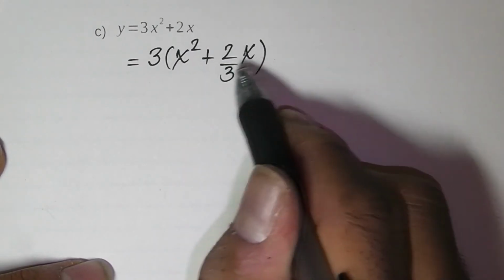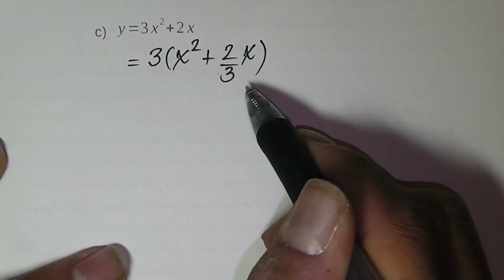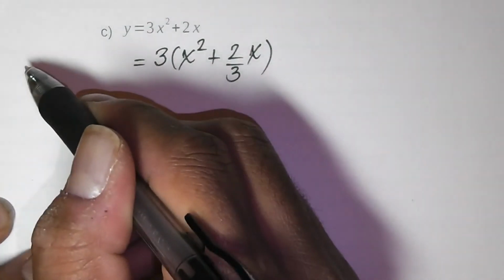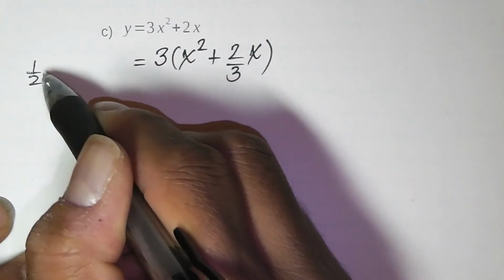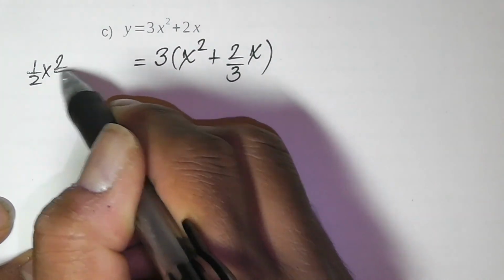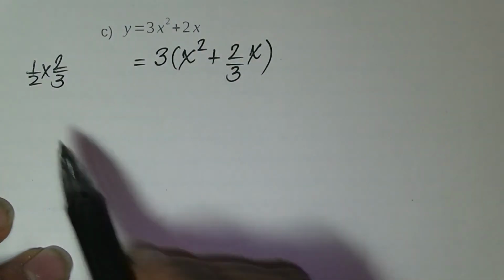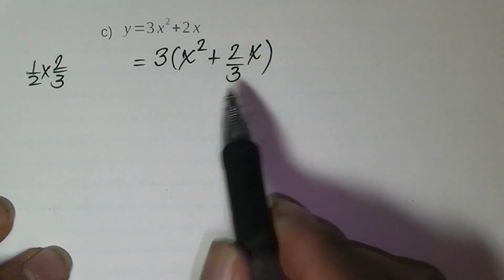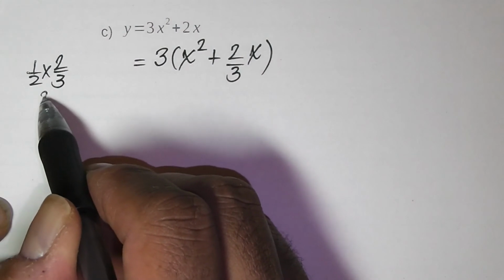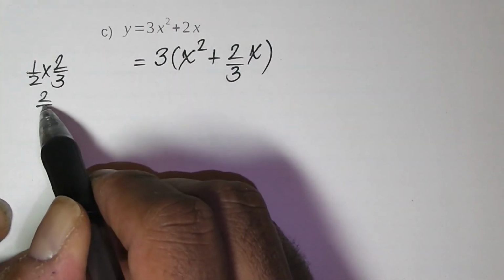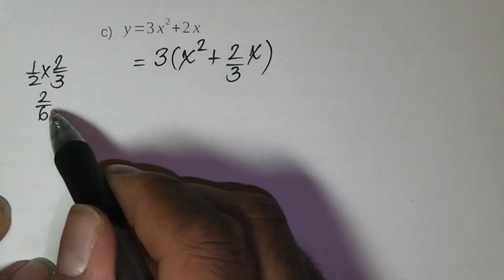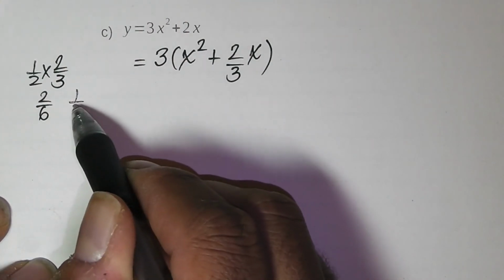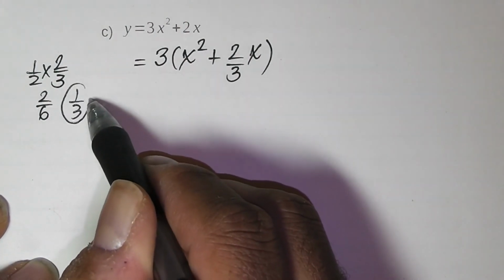Alright, we've got to find the number to add and subtract inside the brackets. I'm going to do the same thing I did before. I'm going to say 1 over 2 times 2 over 3. So 1 over 2 times that fraction. So 1 over 2 times 2 is 2. 2 times 3 is 6. And that'll reduce to 1 over 3. So that's my first number.